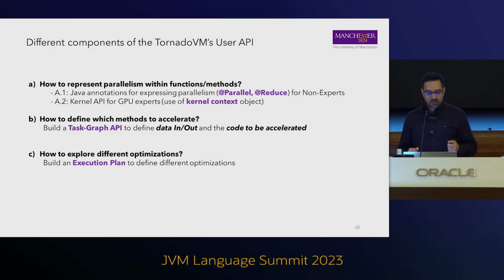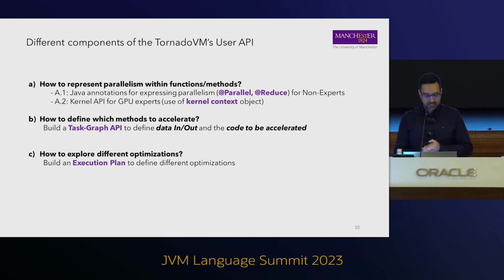The second point is how we identify the methods to be offloaded to the GPU or to the FPGA. We do that through the task graph. The task graph is basically an entity for us. It's an object that takes the inputs and outputs that we need, plus the code to be accelerated. It could be methods from totally different classes.